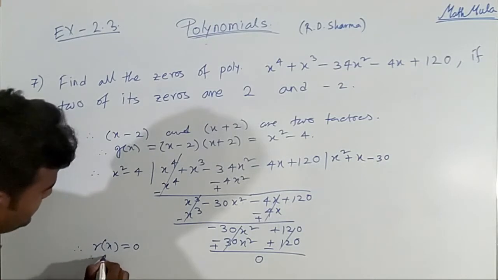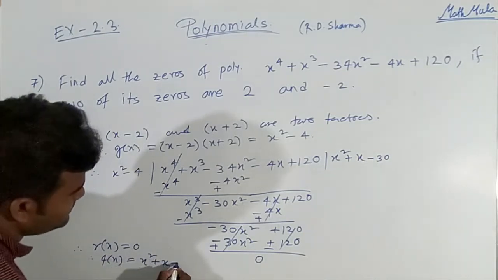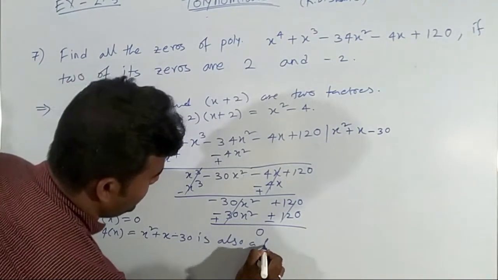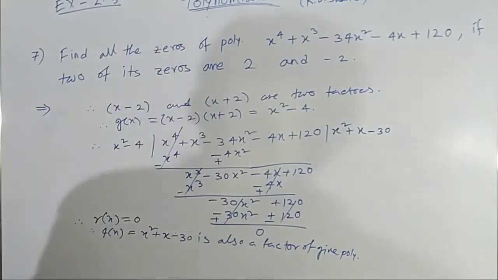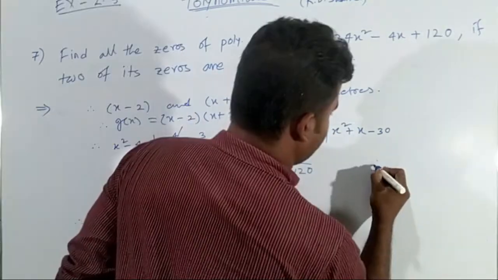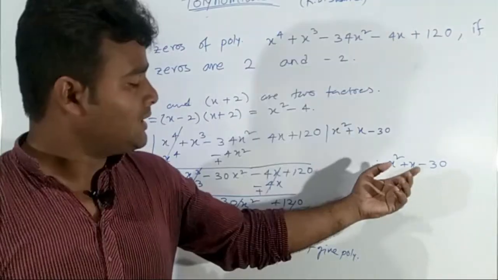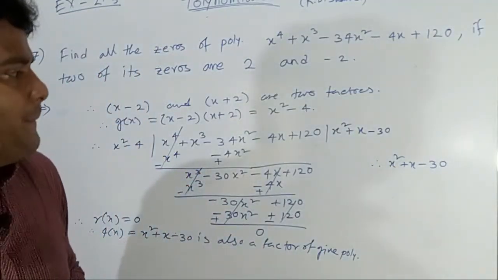That means q of x, which is x square plus x minus 30, is also a factor of the given polynomial. Now we have to factorize this term into two linear factors. Now x square plus x minus 30. We factorize this polynomial into linear factors by the middle term method.